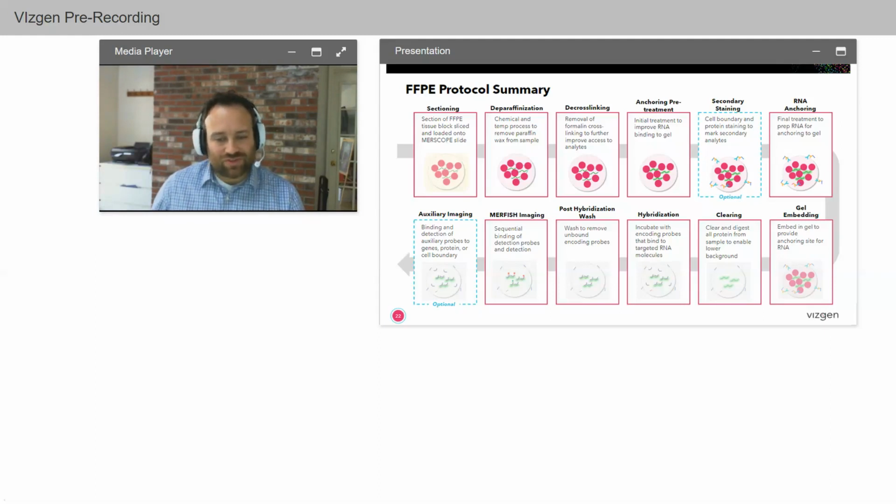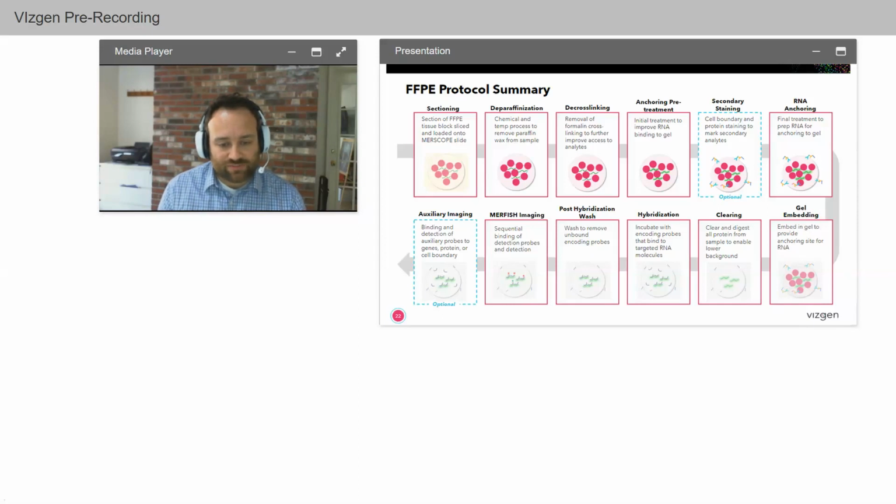We then move into gel embedding and clearing. Gel embedding and clearing are critical components of our protocols. We think that they help in our detection, our sensitivity, and our specificity. Right, so first we embed the gel, we anchor the RNA transcripts to the actual gel itself, and then we clear and digest all of the protein from the sample. And that lowers the background and gets us highly sensitive signals.